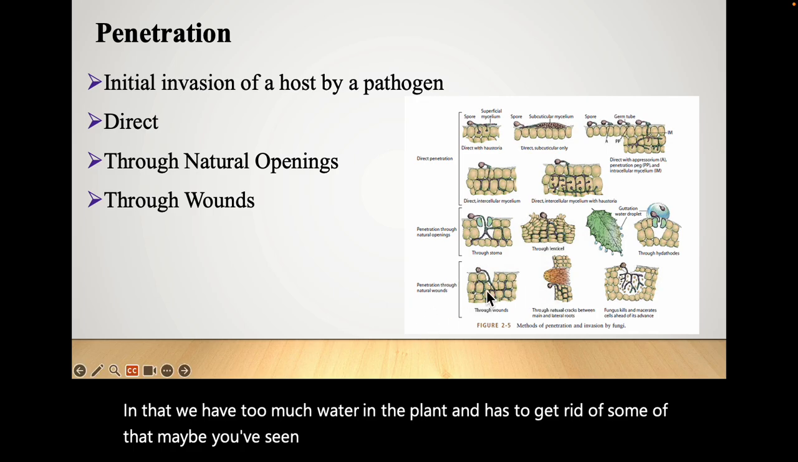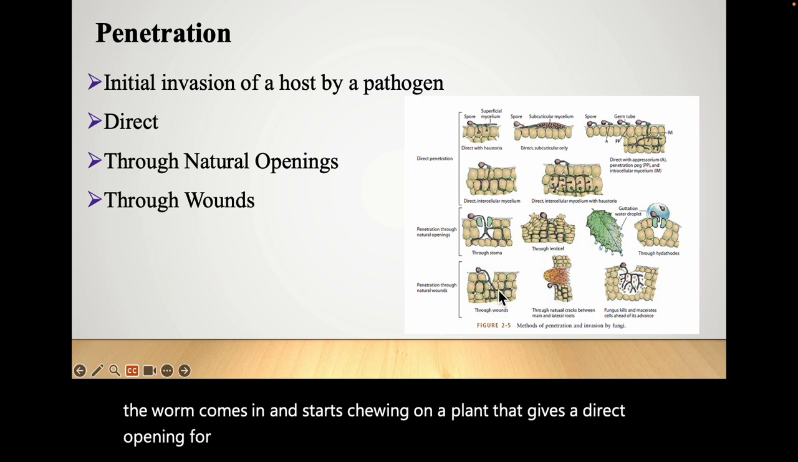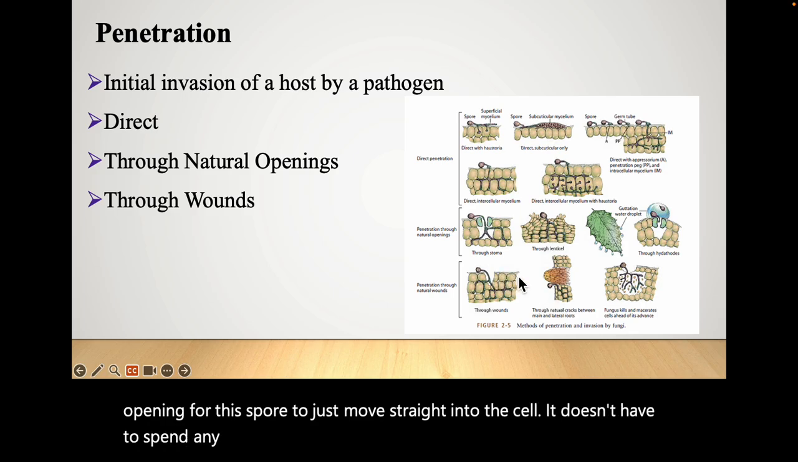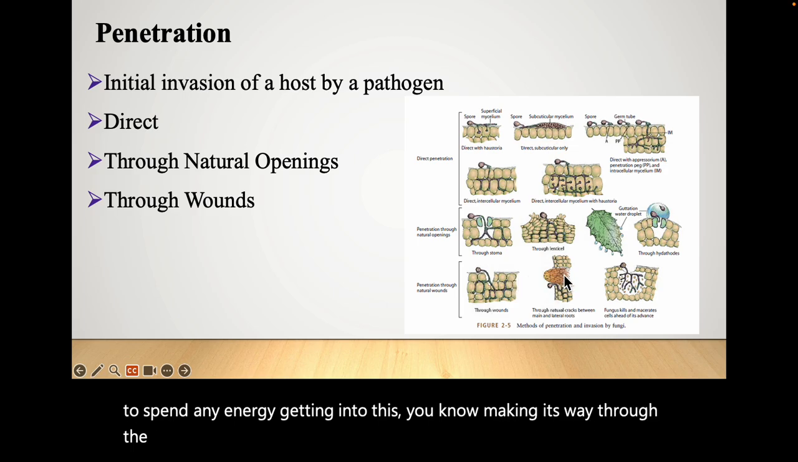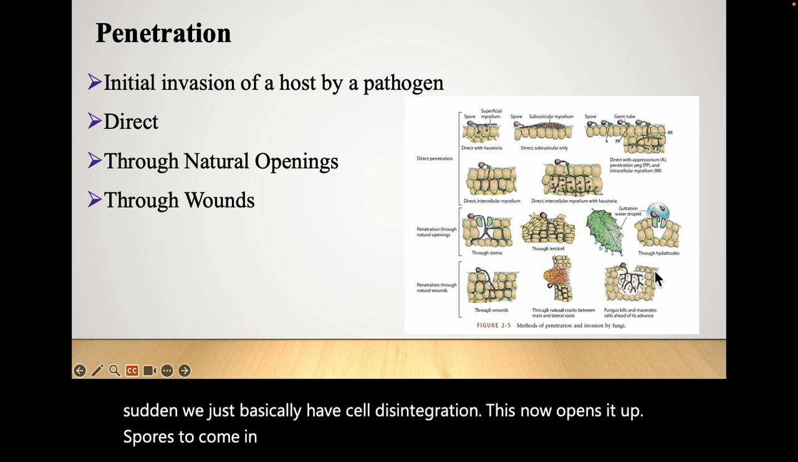Or through a wound. An insect comes in, a fall armyworm comes in and starts chewing on a plant. That gives a direct opening for this spore to just move straight into the cell. It doesn't have to spend any energy getting into this, making its way through the cuticle, trying to chew that. We have the infection, and then all of a sudden we just basically have cell disintegration. This now opens it up for more spores to come in, more insects to be able to chew on this and get their energy as well.